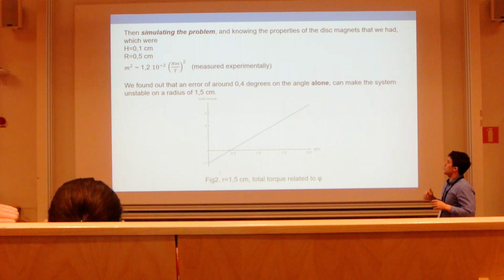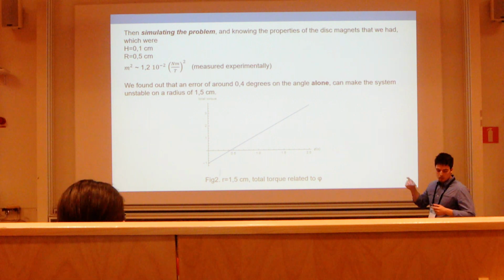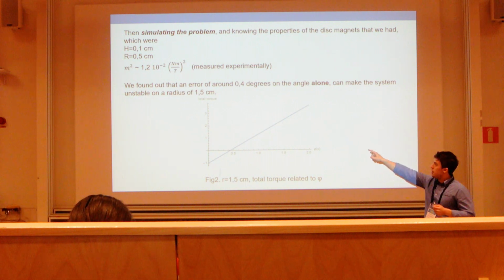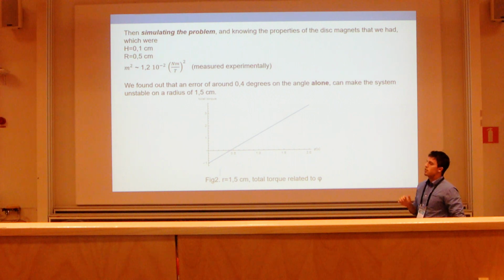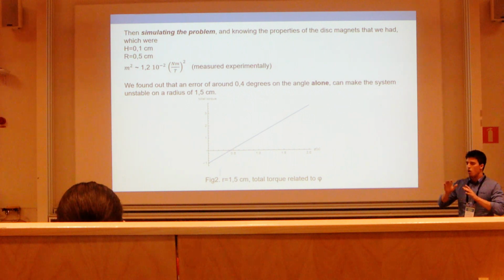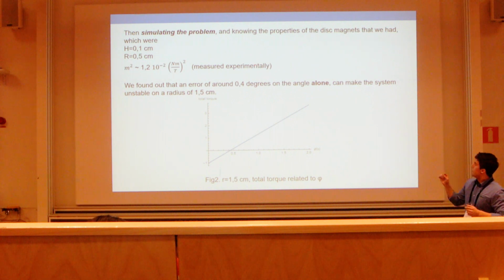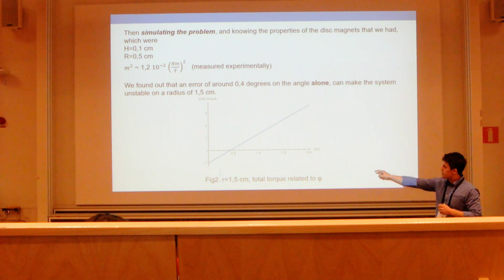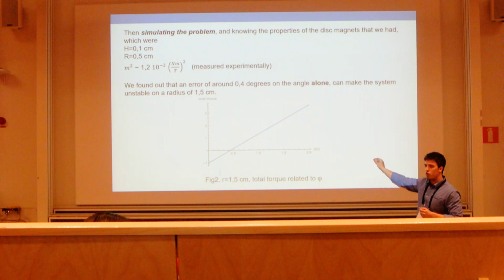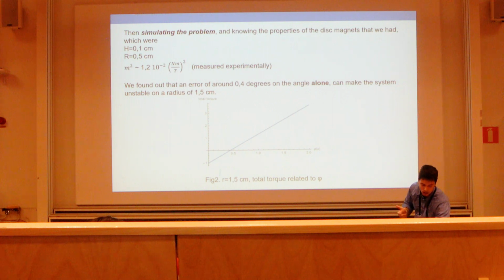When we simulate the problem, knowing the properties of the disk magnets that we had, these are those. We have to say that the magnetic moment we have to measure experimentally. We found that an error on the angle of the surface alone, without any positional error, can make the system unstable at a radius of 1.5 centimeters. As you can see, a 0.4 degree error is enough to make the system collapse.